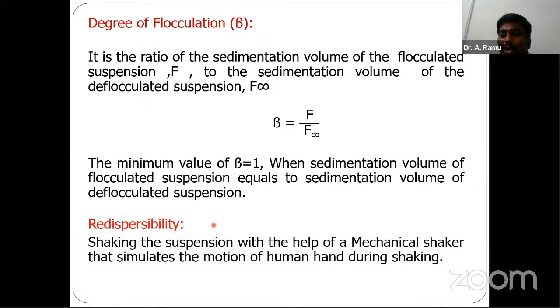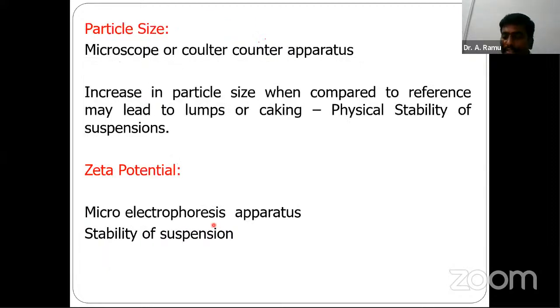This redispersibility also gives information about sedimentation only. Whenever cake formation is there due to sedimentation, redispersibility will not take place. Whenever there is absence of cake forming, the particles will be redispersed upon moderate shaking, either by the use of human hand or a mechanical shaker that simulates the motion of human hand. So these are the various parameters related to sedimentation that can be determined as a part of evaluation of physical stability of the suspension.